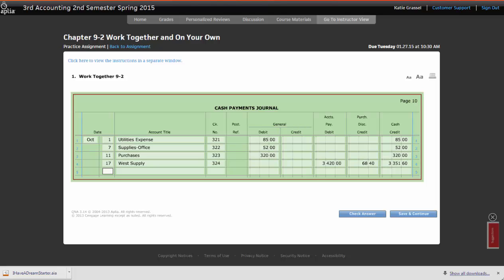$3,351.60. Now, I saw several people that had this 3,420 in general debit. Why? Because we had done that before. We wrote over here accounts payable West Supply, but now we don't need to write the words accounts payable. We just write West Supply, and then we use the accounts payable column. So remember, if you had ever written accounts payable before, we don't write accounts payable. We use that accounts payable column. So Taylor, yours is not correct. Taylor?